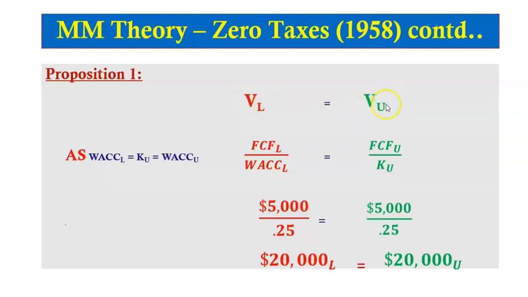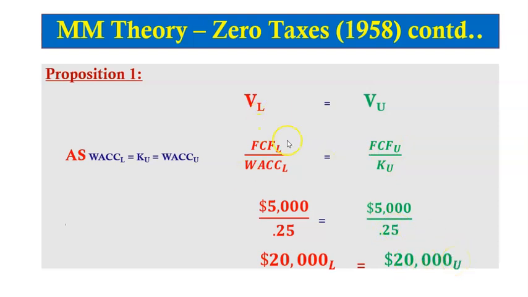The value of the unlevered firm we already know is 20,000, and we estimated that by discounting the free cash flow to the unlevered firm by the cost of unlevered equity. And the free cash flow of the unlevered firm from the previous slide was $5,000, and we divided that by 25% and we got 20,000 on the previous slide.